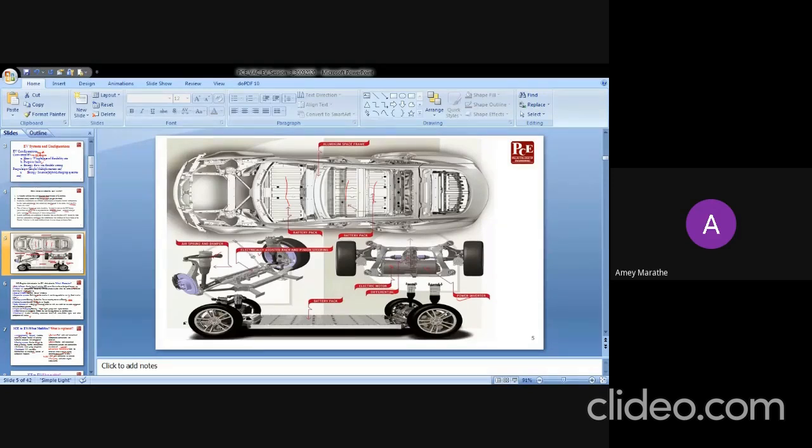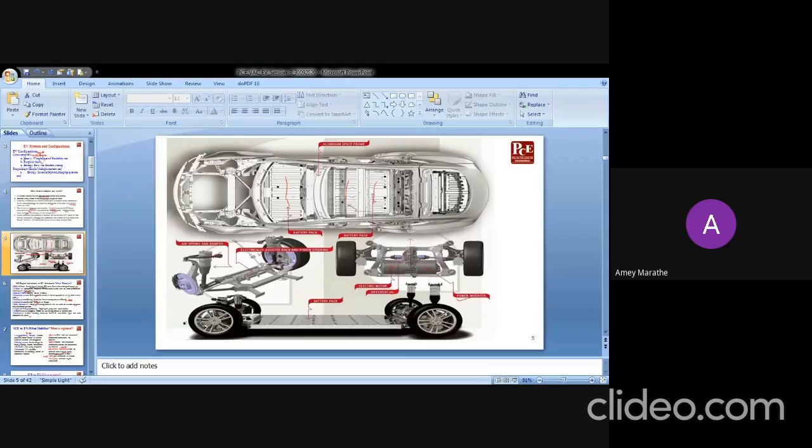Are you able to see the two motors and fixed gearing? Just check. You have two electric motors on both the sides. You have a differential. Yes, just see. So, this is for a Tesla.